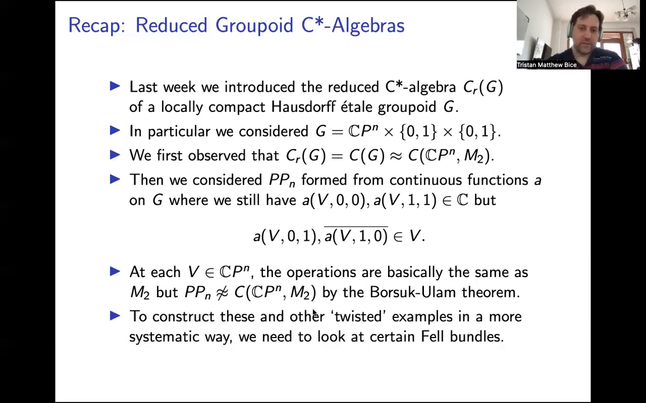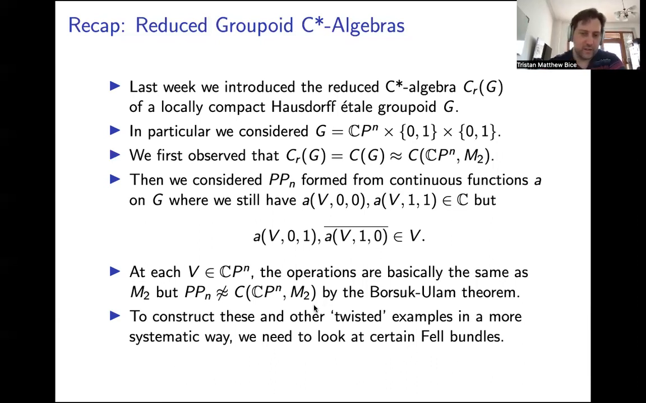Okay, so to construct these kinds of examples and other more twisted examples, this non-isomorphism indicates that PPN is some kind of twisted version of continuous functions from CPN to M2. To construct these and a lot of other general examples, for example coming from two cocycles, that's another way you can twist the product in some sense.